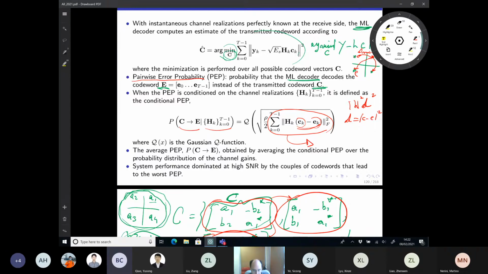Here we can do exactly the same thing. I have my pairwise error probability for a given realization of H_k, and now I can find my average pairwise error probability by averaging this conditional one over the distribution of the channels. So this is conditioned on this specific realization of H, and if you average over all realizations of H, you have your average pairwise error probability.